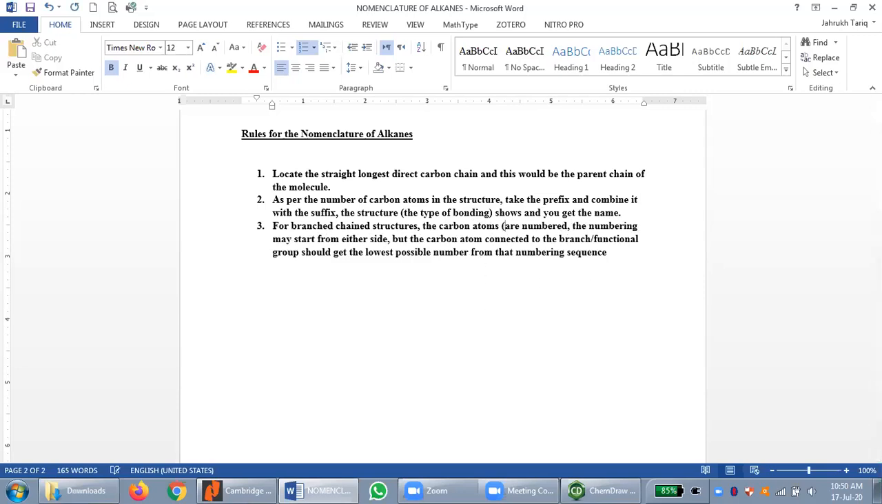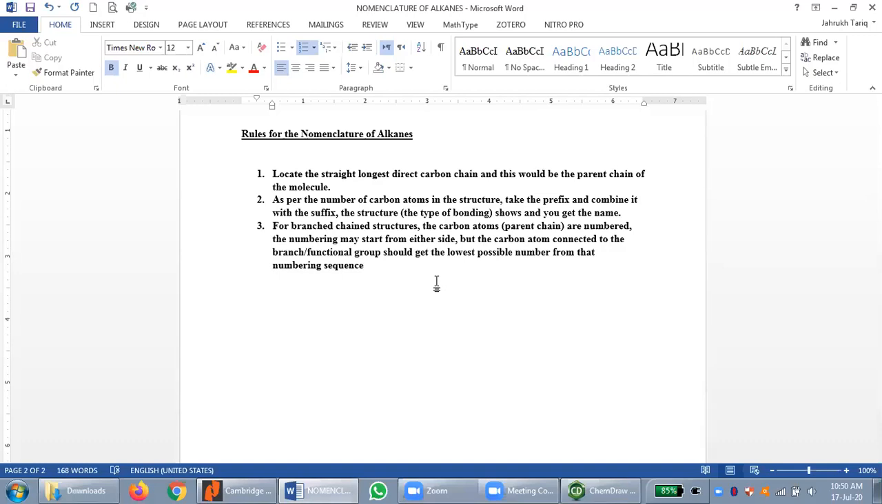Let's write atoms over here and let's specify that we tend to go with the parent chain. Okay? And the functional group or the branch, the carbon which is connected to the branch or the functional group should, sorry, the carbon atom connected to the branch or the functional group should get the lowest possible number from that sequence. We're still skipping functional group for now. We'll discuss that later.